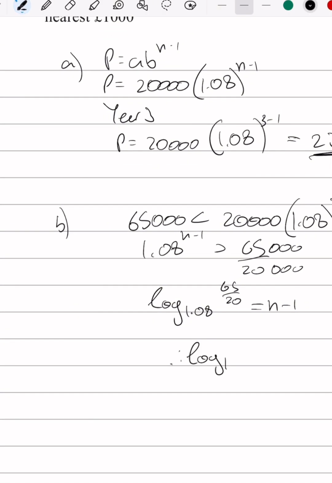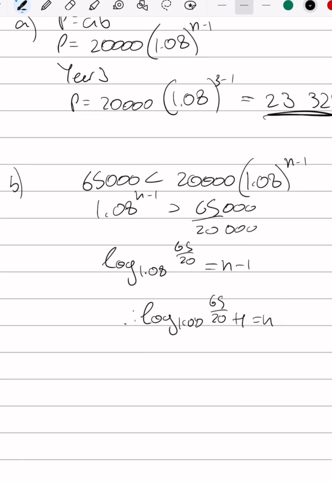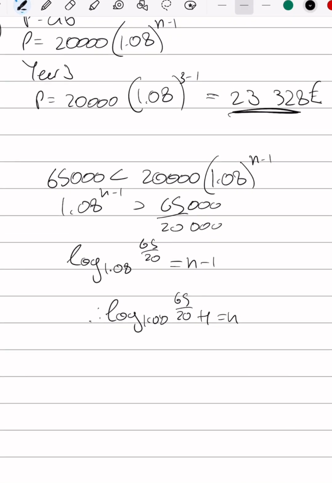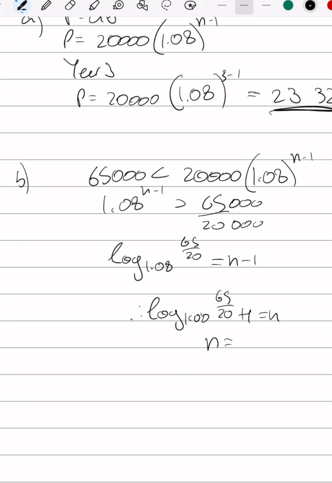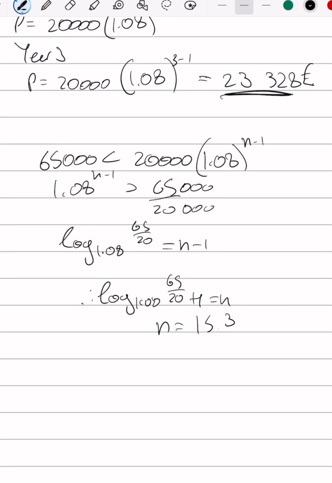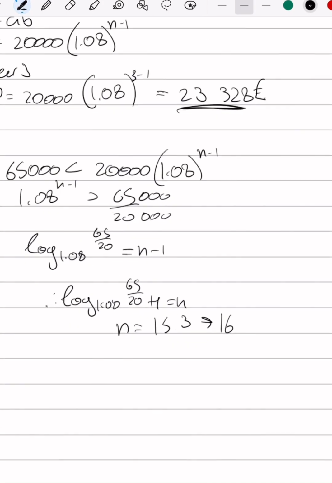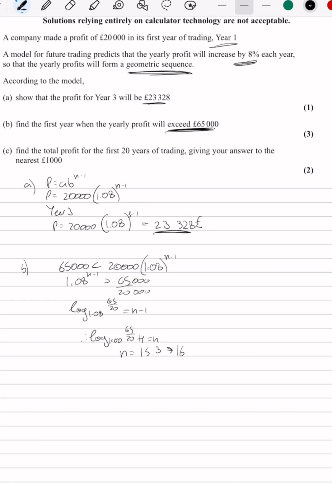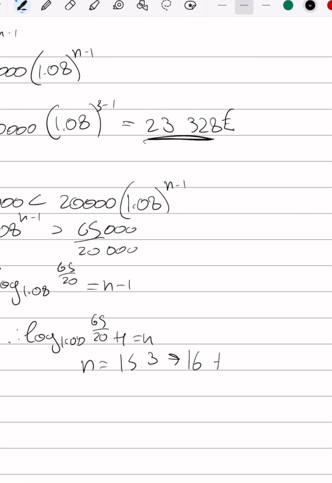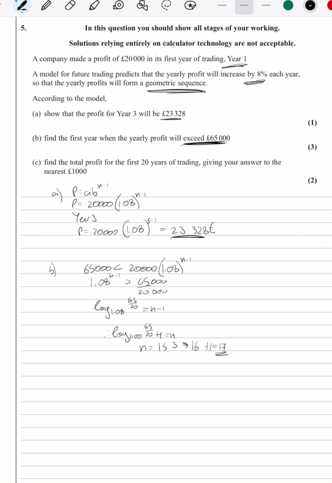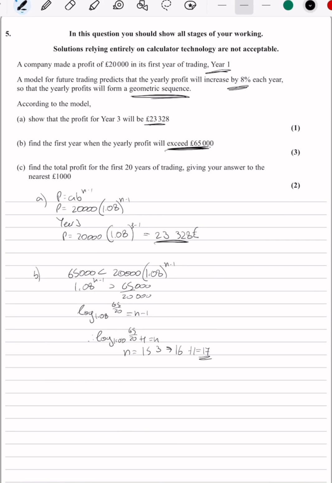Therefore, plus 1 would be n, and in this case n would be 15.3, therefore it has to be 16. That's the first year in which it exceeds, and as in the first year it's 20,000, we just add the 1 year to make it 17. As in 16 years, that will be the 17th year.